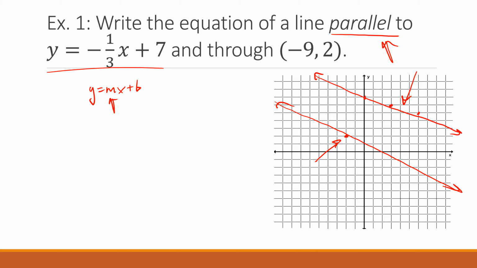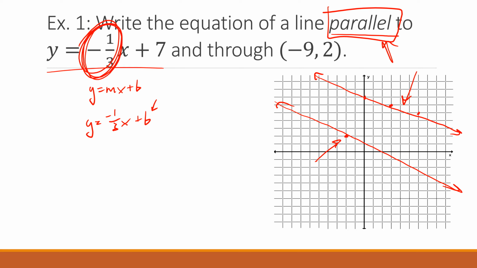I know the slope because I know that parallel lines have the same slope. So the slope in this old line is going to be the same slope as the slope in my new line. So I know for sure that my new line is going to have the same slope, -1/3 x. I still need to solve for the b though. The b is not 7. The 7 just refers to the old line. Don't even worry about this anymore.